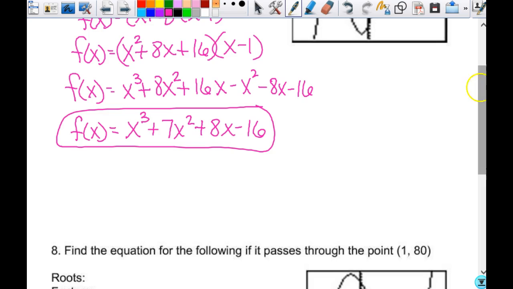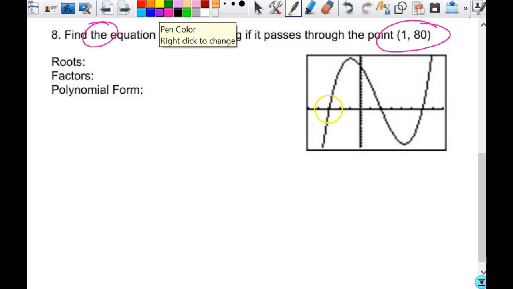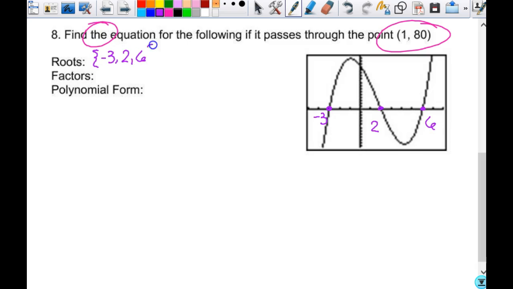Number 8. We are going to find the equation for the following if it passes through this point right here. So starting with our roots, -3, 2, 6. Yes. Okay, so we got -3, 2, 6. Anything special about any of those? Any bouncing or inflections or anything? No. All right, so my factors are x plus 3, x minus 2, and x minus 6.